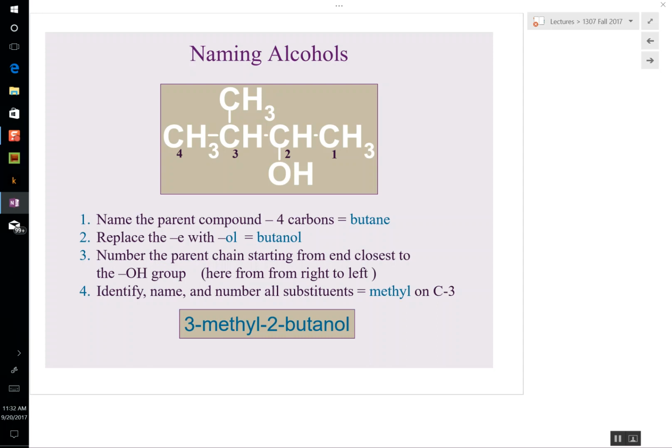So this is the very first thing you want to determine. What is the parent? What's the longest chain? Therefore, the parent name of the molecule. And where is the OH group?